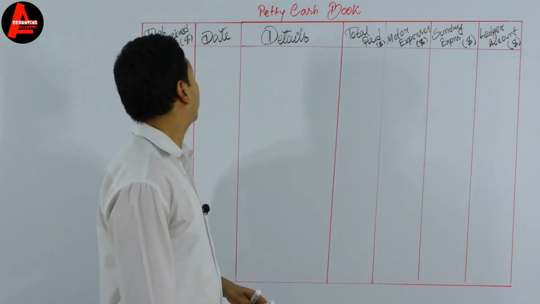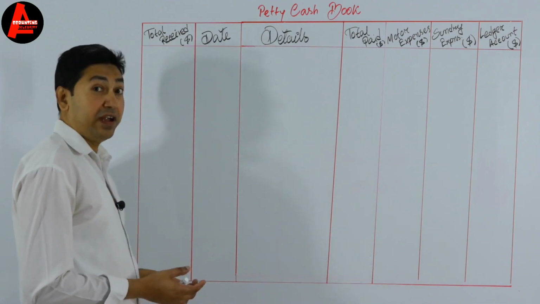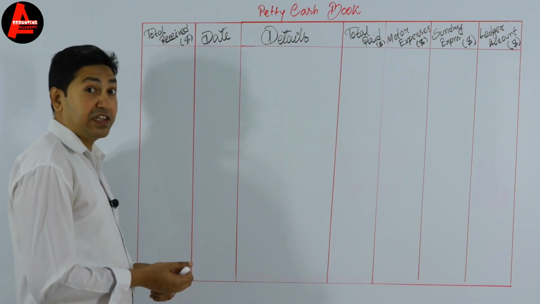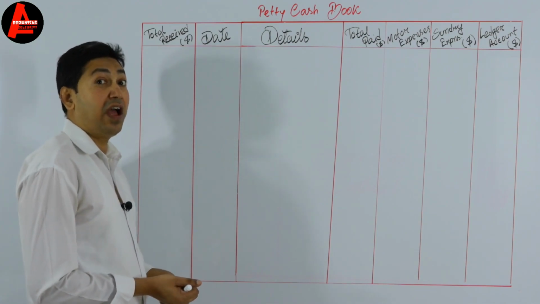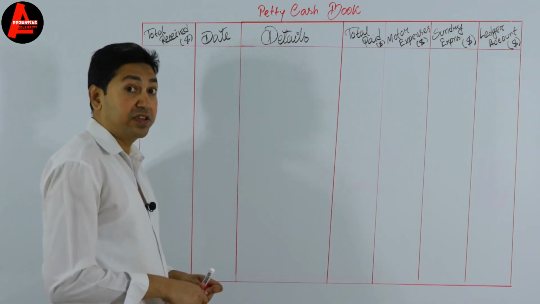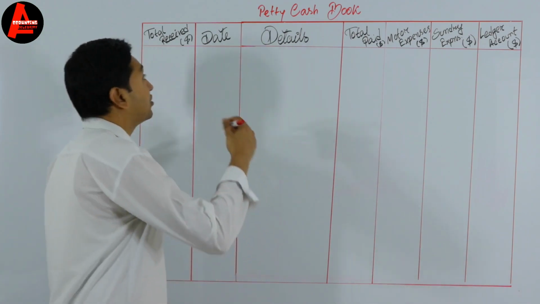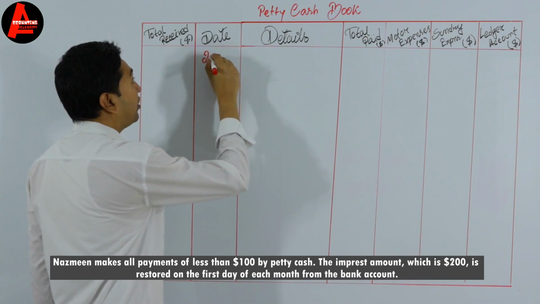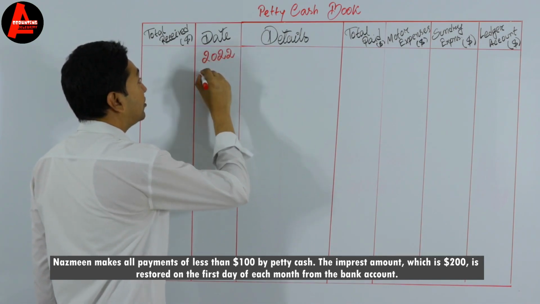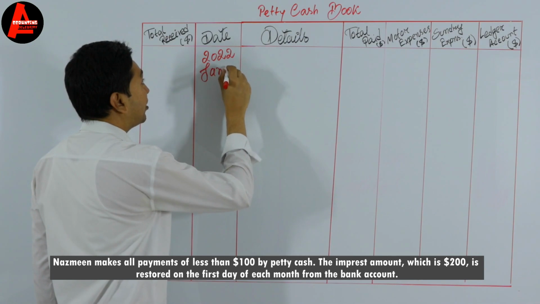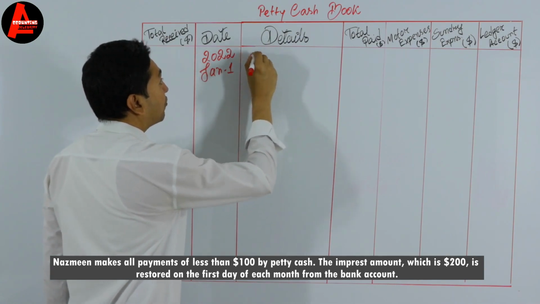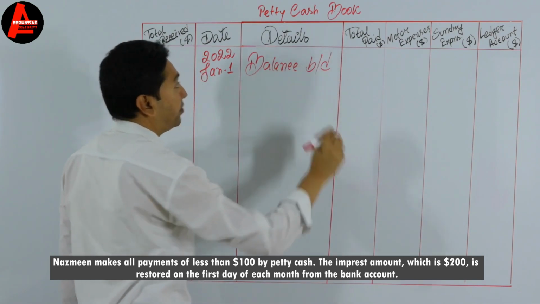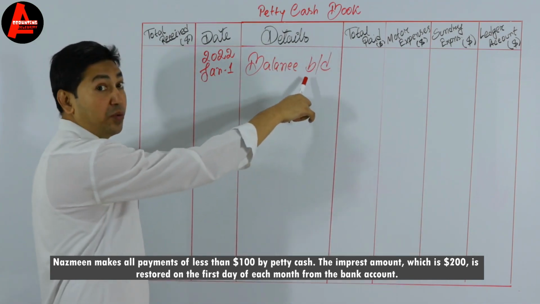First of all we have to write the balance, balance BD. The date for balance BD is the first day of the accounting period, the first day of the month. She started her business on 1st January 2022. So let us write the date, January 1st. We will write balance brought down. BD stands for brought down.